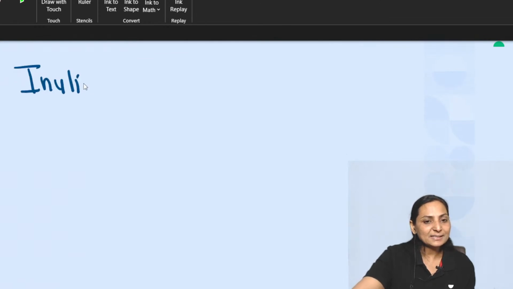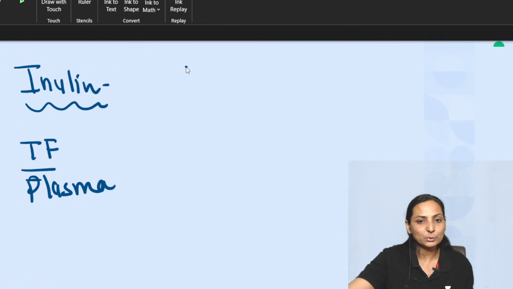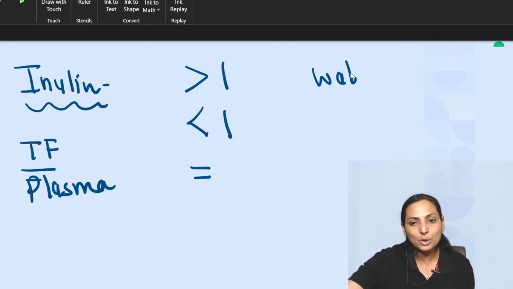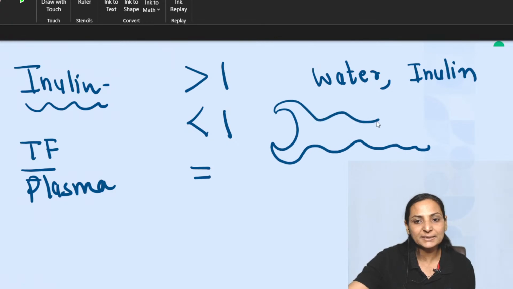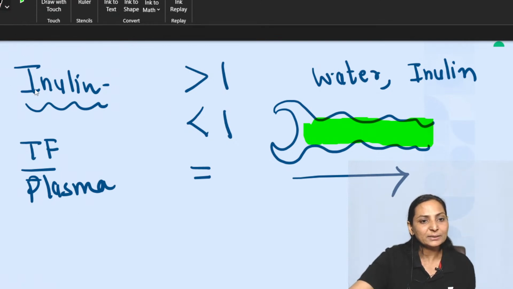Now, very interesting, let's consider inulin. What is the tubular fluid to plasma ratio for inulin? More than 1, less than 1, or equal? This is really interesting. Again, the concept is that you have to compare the reabsorption of water and inulin along the length of the PCT. Both of them are filtered, but water is reabsorbed, while inulin will be left behind.